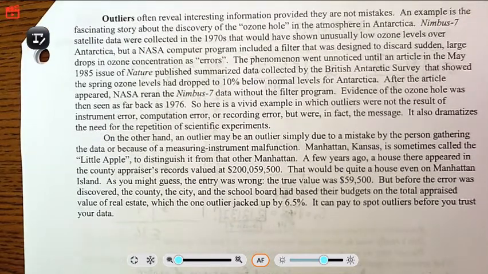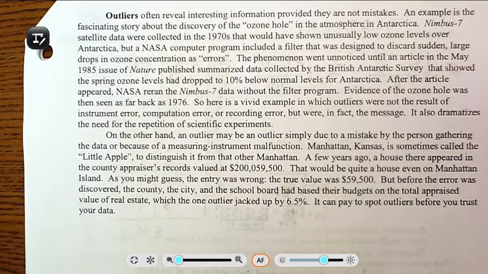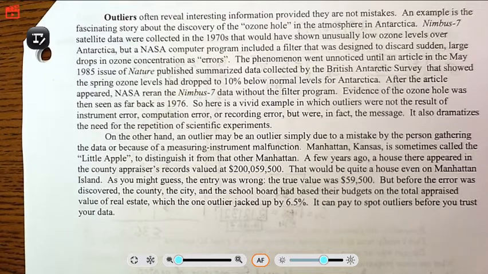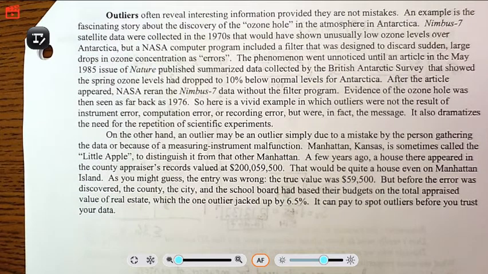On the other hand, an outlier may be an outlier simply due to a mistake by the person gathering the data or because the measuring instrument malfunctioned. Manhattan, Kansas is sometimes called the Little Apple to distinguish it from the other Manhattan. A few years ago, a house there appeared in the county appraiser's records valued at $200 million. That would be quite a house even on Manhattan Island. As you might guess, the entry was wrong. The true value was $59,500.